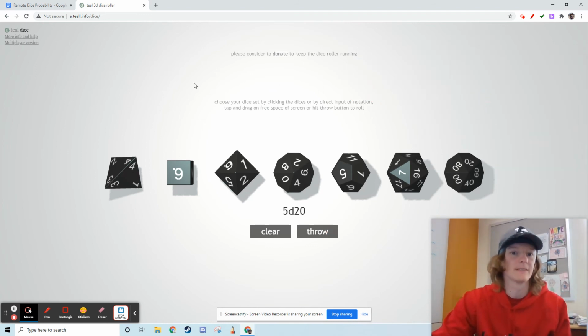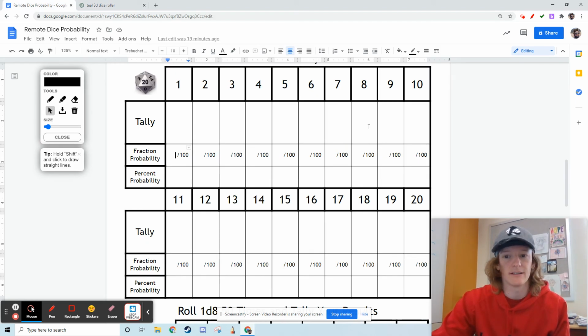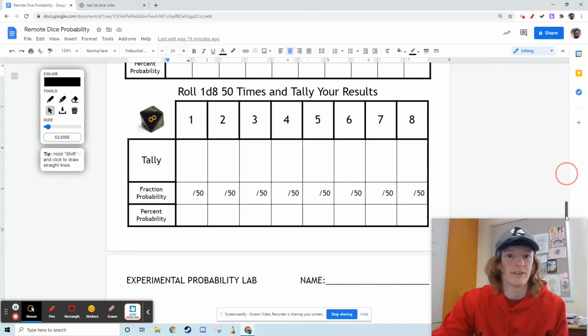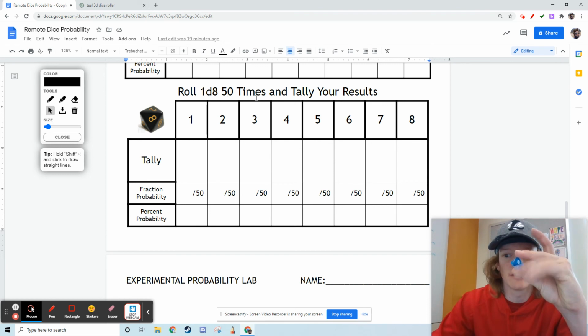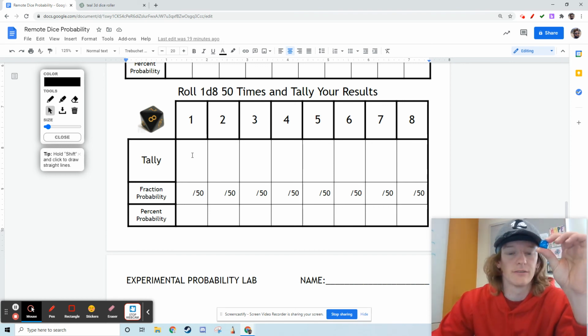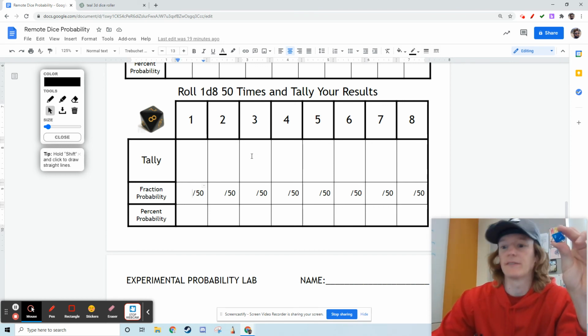All right. So you'd have to do that 20 times. Tally your results, get your percents. In fact, when you have your fraction probability out of 100, that is your percent. And finally, we're going to do a D8 50 times. So that's an 8-sided one. That looks like a little pyramid on top of another little pyramid. When you're doing that one, I only need you to do 50 of them.